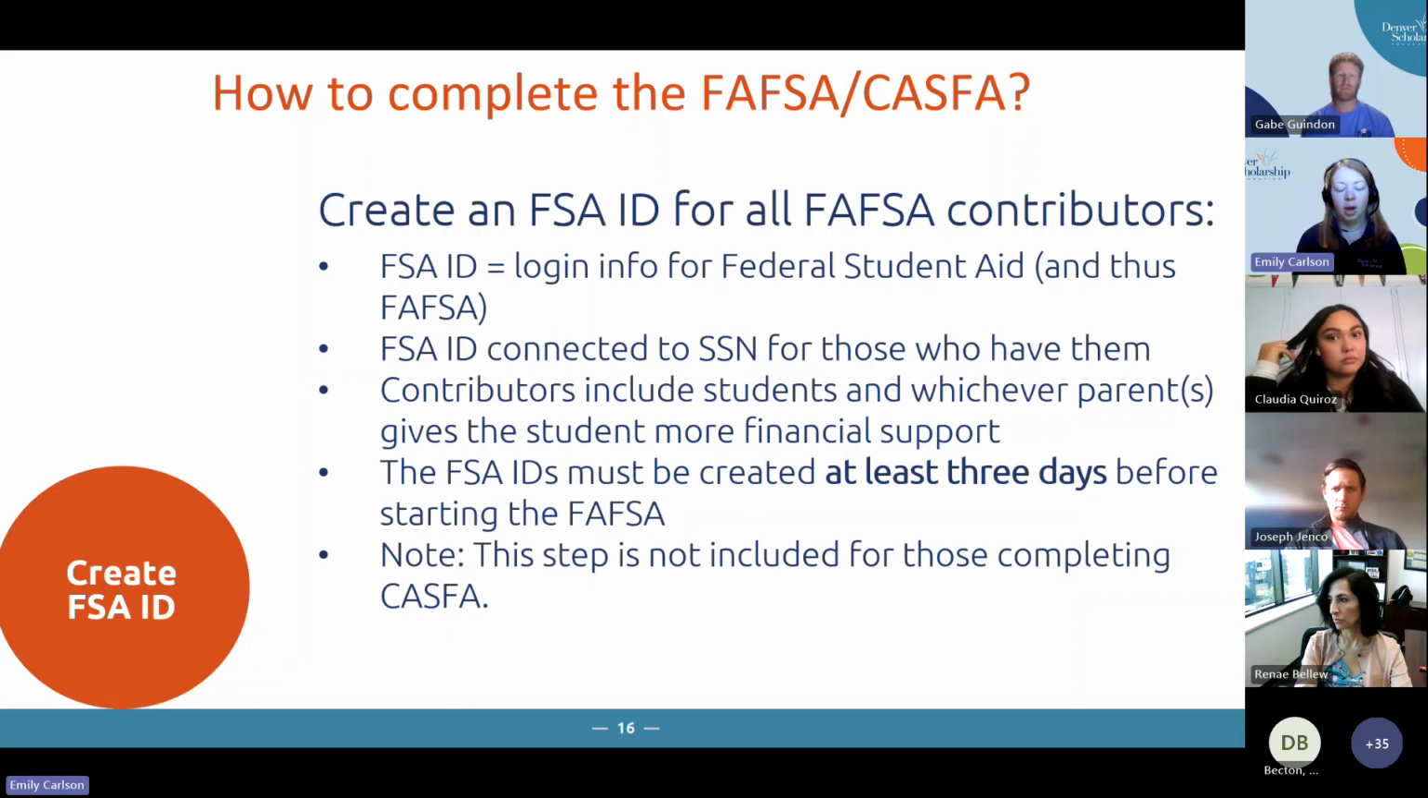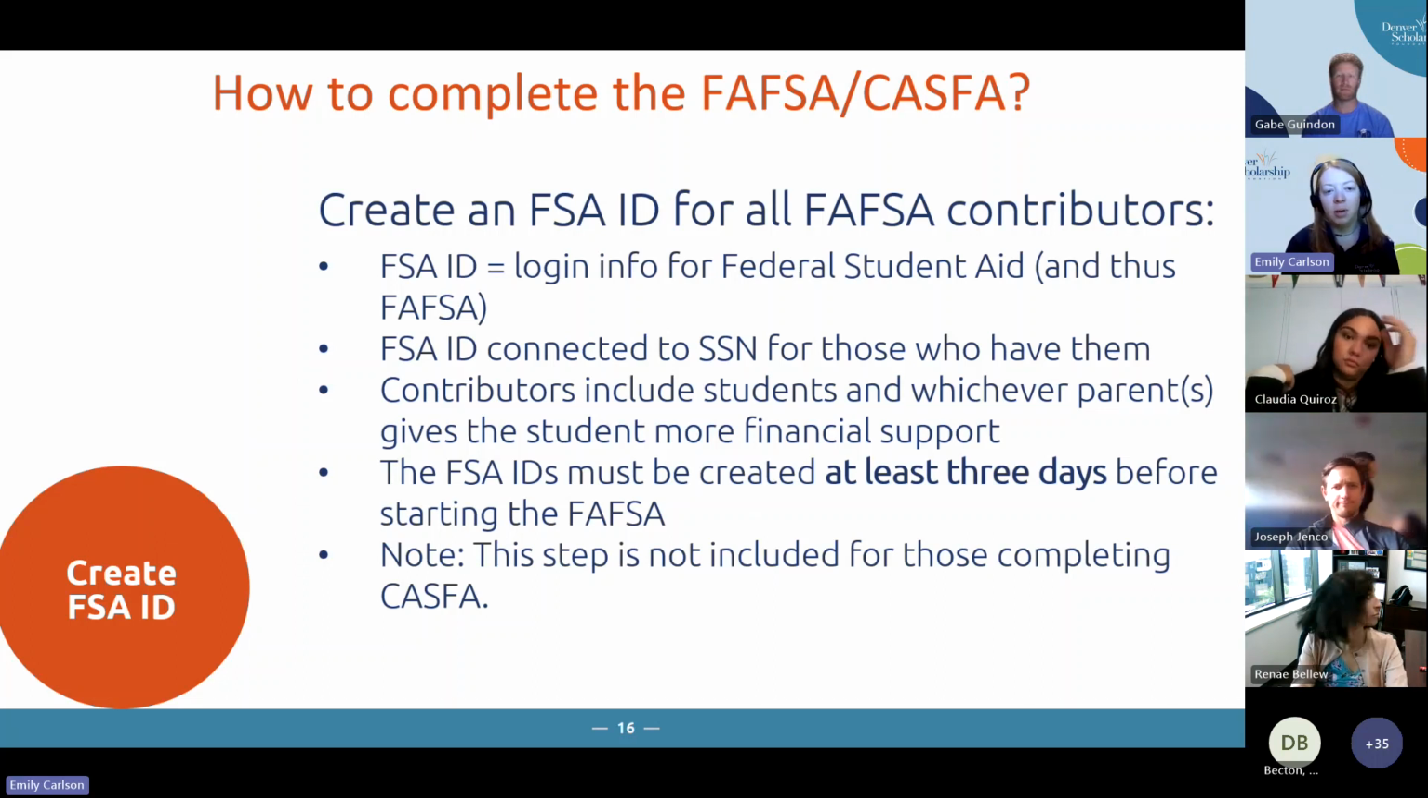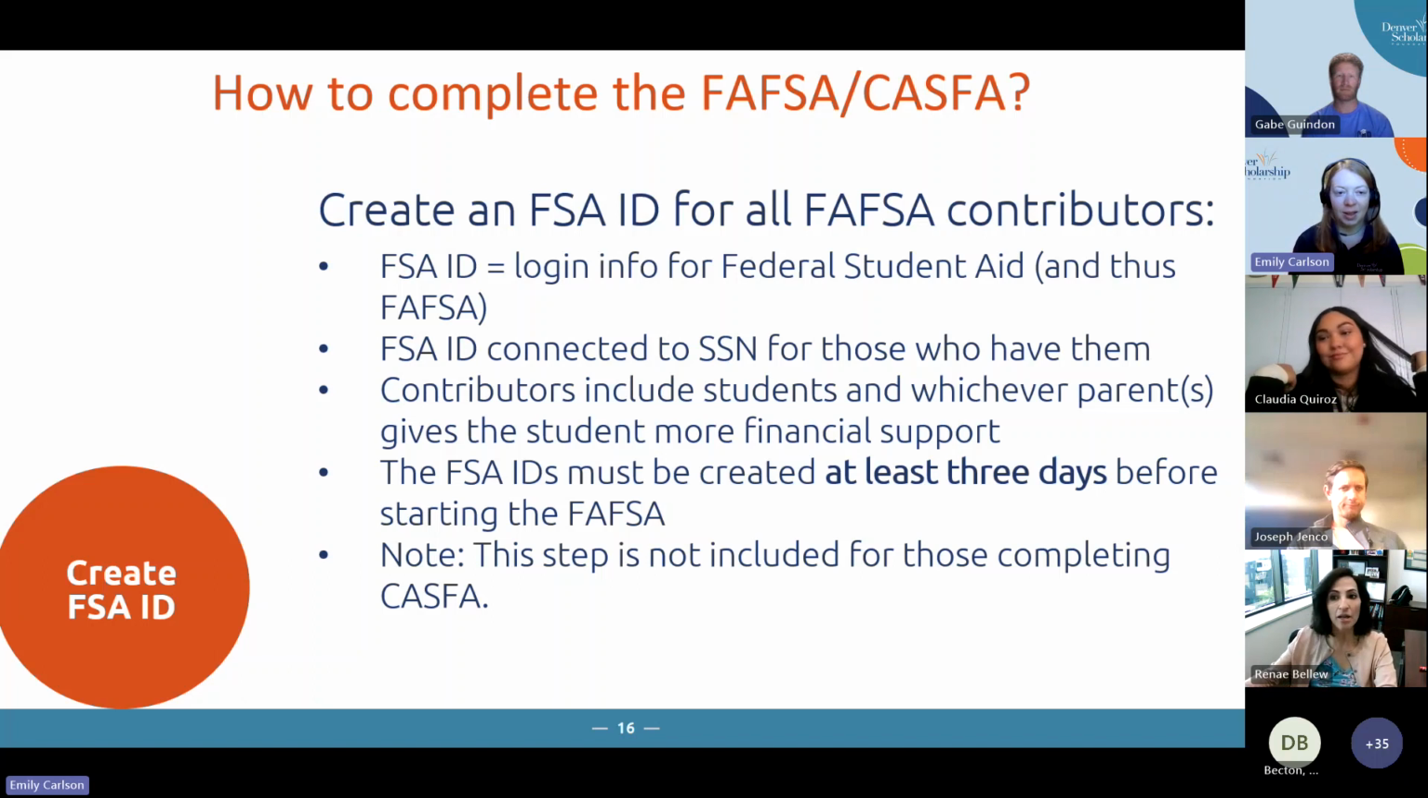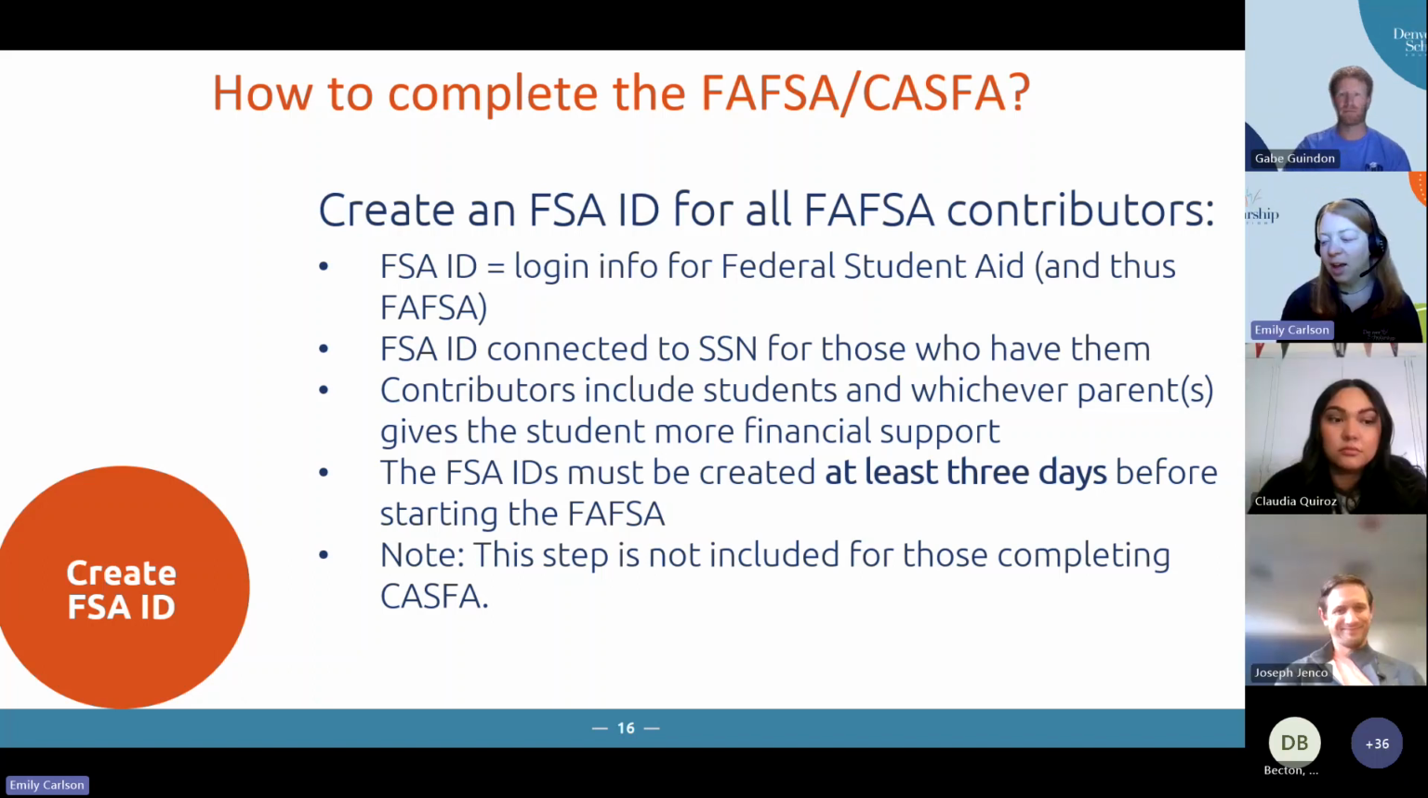So the first step in completing the FAFSA is to create an FSA ID. You might remember this from your own experience, but you need that login information in order to be able to complete the FAFSA. I still have mine on my phone somewhere, my ID written down, but that's the beginning point for students and also parents now. So that's just their login information. It's connected to their social security number.